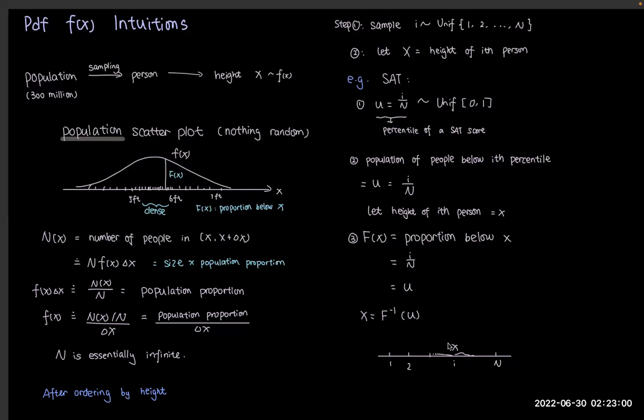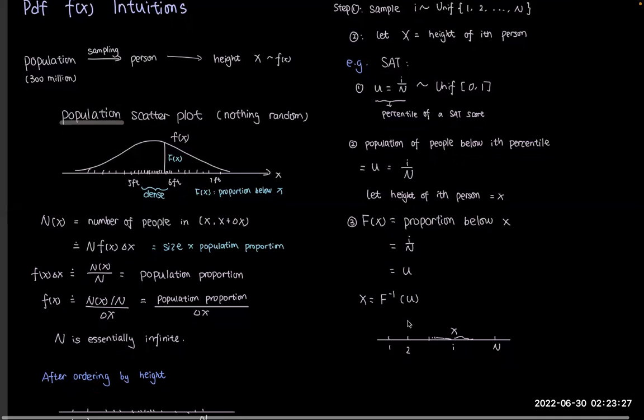And then we know that the proportion below this x is exactly f of x. So then we have f of x equals u. So this tells us what the corresponding height of the ith person. We just saw f of x equals u. So that means this x is exactly the ith person, right? The order of this x is i. And then we saw x to be f inverse u.